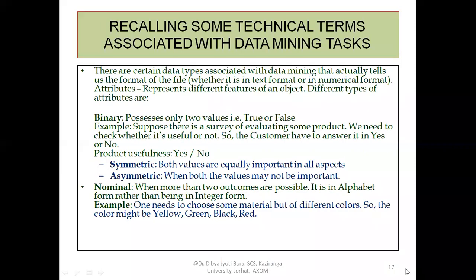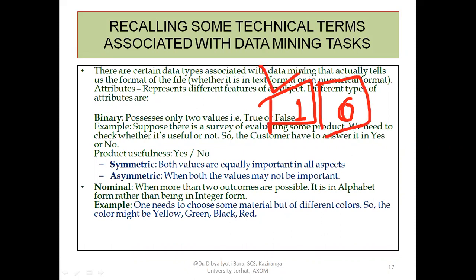So binary, what is that? Containing two values. Suppose you are staying in a hostel, and there is a survey on whether hostel food is good or bad. Two options are there. Suppose 1 stands for good, 0 stands for bad. So only these two options are there, and you need to pick any one of them. Upon completion of the survey, depending on the number of ones or the number of zeros, we get to know whether the hostel food is good or bad. So that is again a binary type of attribute.